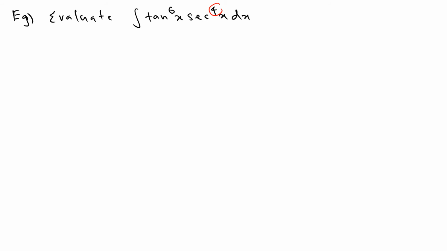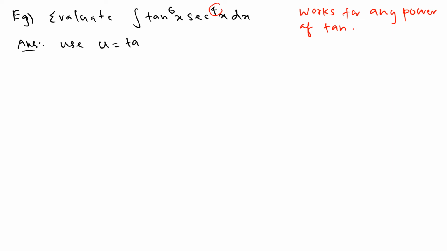Good. It works for any power of tan, even negative, square root, anything. You're going to see why. So the answer: let u equal tan x, and then du equals simply secant squared x dx. So you can see why this works now.